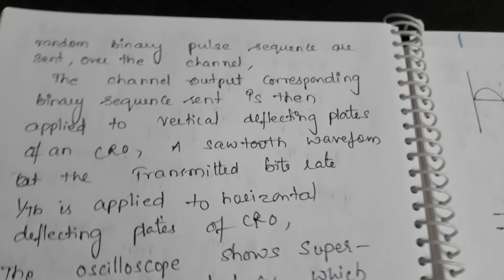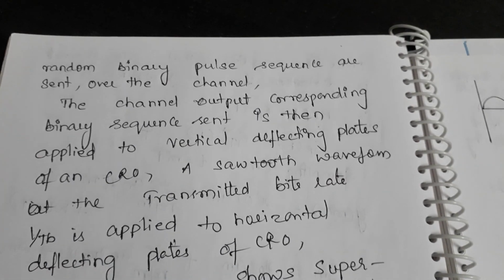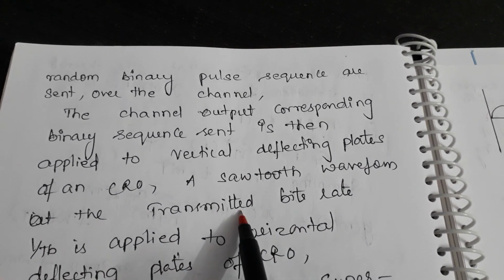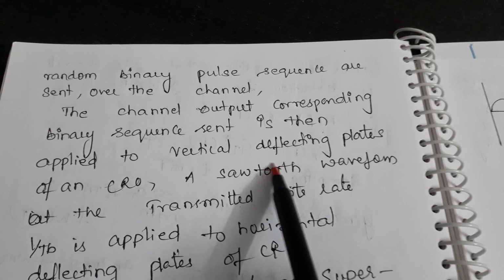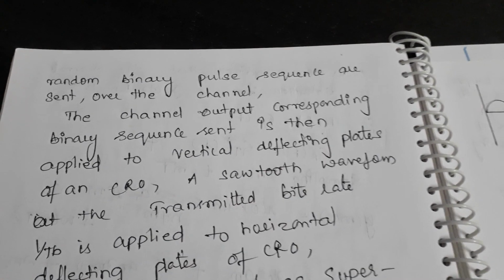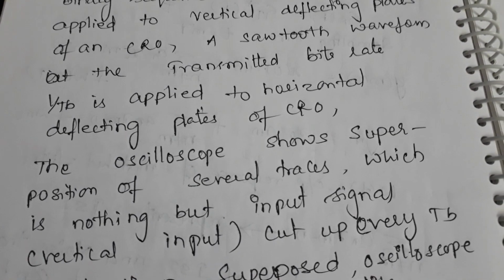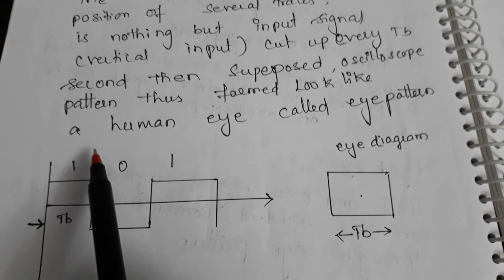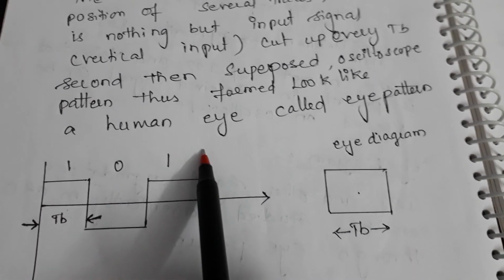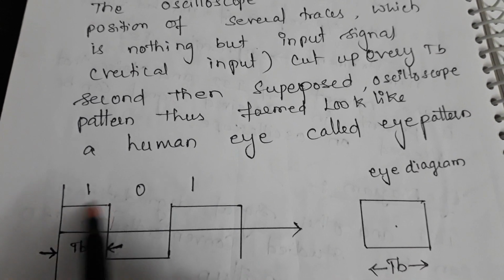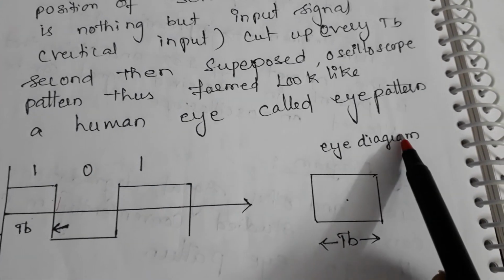To one channel of the CRO, I have to give a sawtooth waveform. On the other side I have to give the inter-symbol interference input. So let us see this one now. See, I have transmitted 1, 0, 1. Data is continuously coming. See the upper portion of this, right? Please observe, the eye diagram writing.